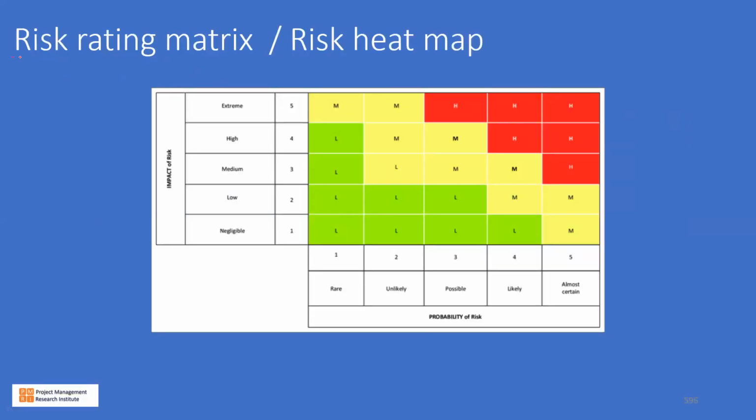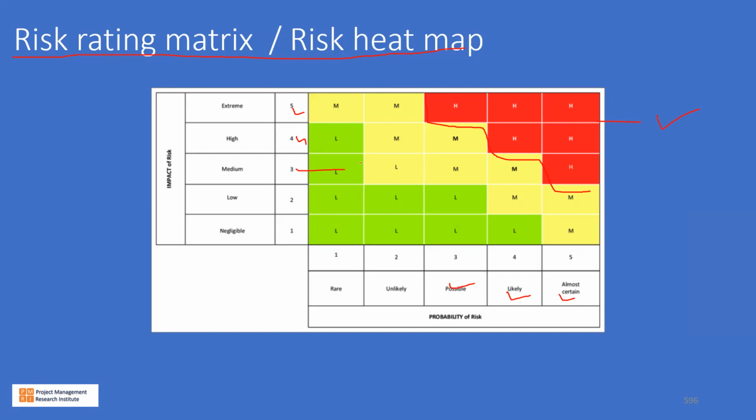Now, another common thing is the risk rating matrix or the risk heat map. Here, if you see, we have a band of risk whose probabilities are very high, and their impact is also very high, and urgency is also very high. So this red color risk that is happening must be given top priority.